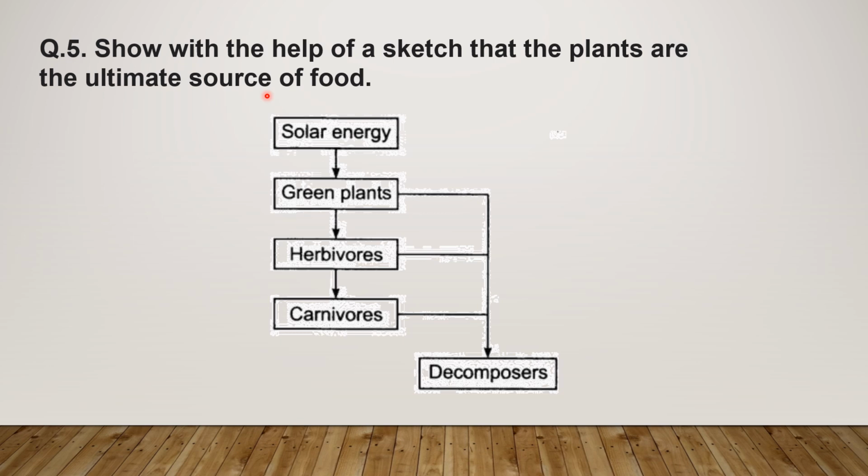So you can draw that sketch. First comes solar energy, because solar energy is very essential for the preparation of food by the plant. So solar energy is taken by green plants, and herbivores directly take the green plants, and carnivores indirectly depend upon green plants. And all of these are decomposed by some organisms that are called decomposers. So this is a sketch that shows the plants are the ultimate source of food.